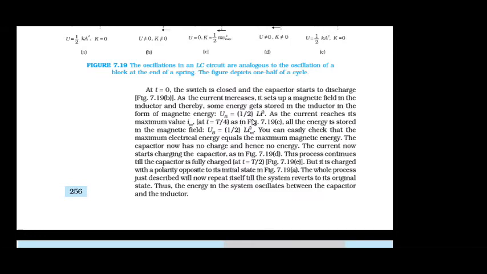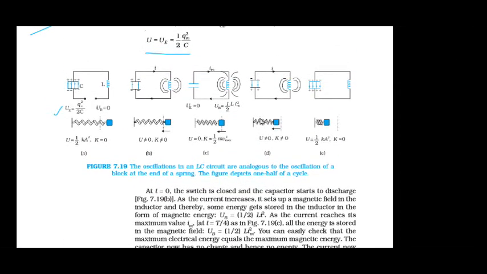So UB is equal to half Li square. As the current reaches its maximum value Im at t is equal to T by 4, as in figure 7.19c, all the energy is stored in the magnetic field. UB is equal to half L Im square.